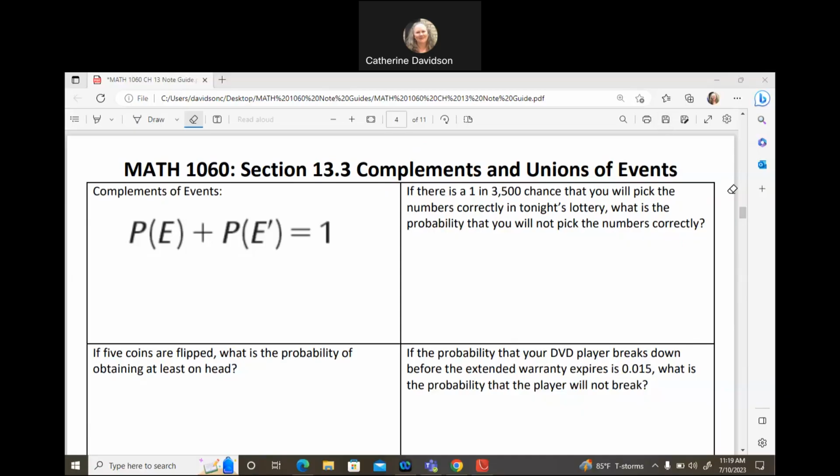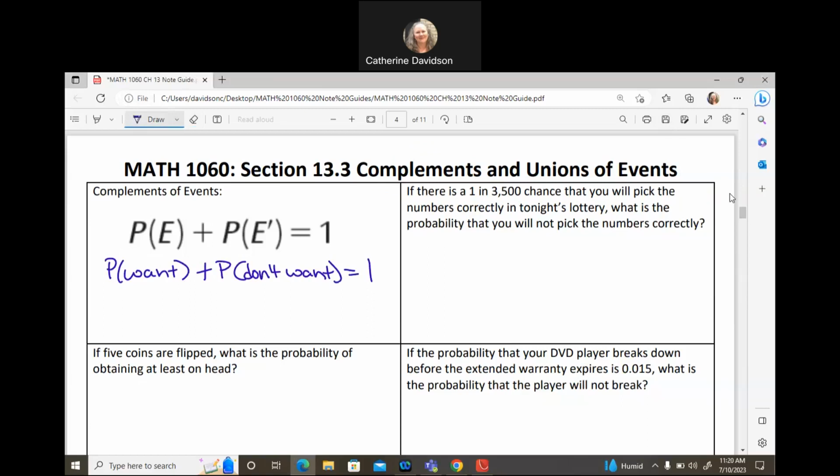13.3 complements and unions of events. So this is the notation for complements. So let's put this in words. The probability of what you want plus the probability of what you don't want is equal to 1 or 100%.